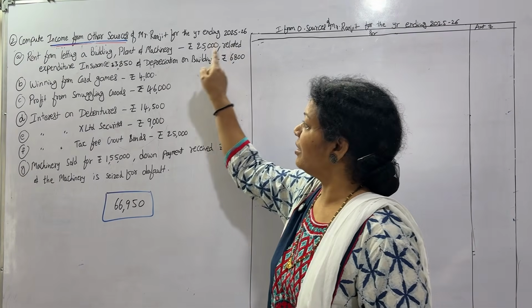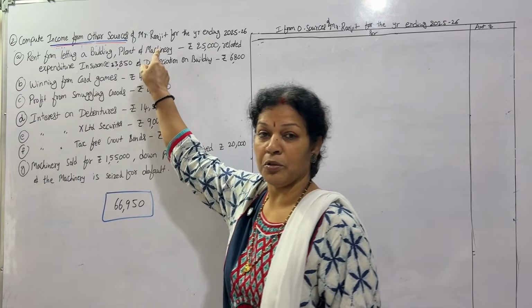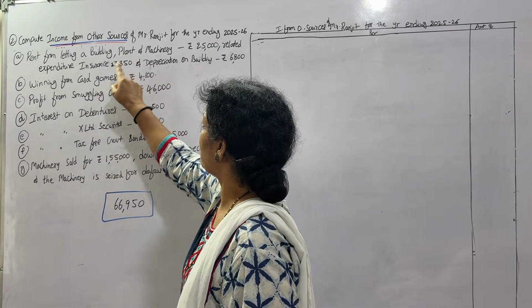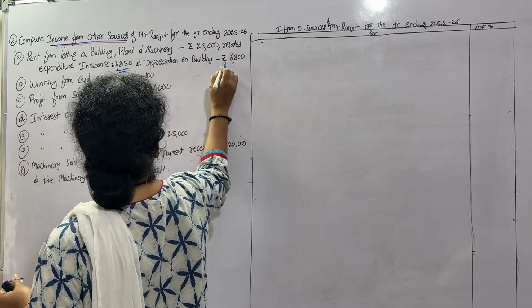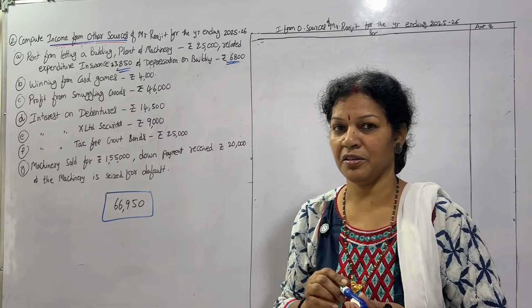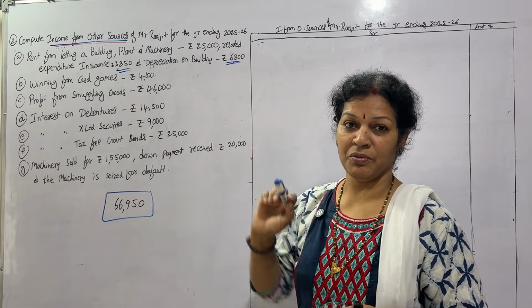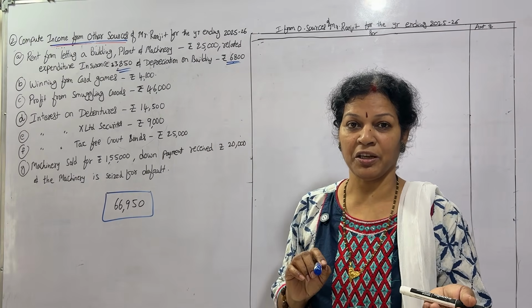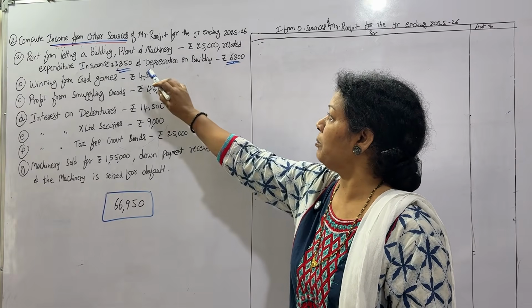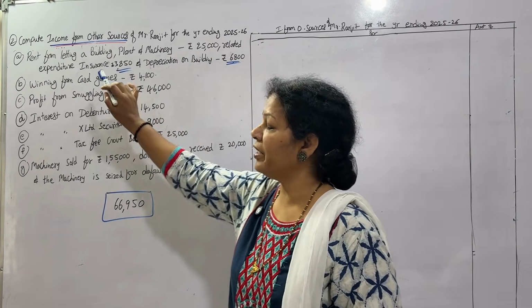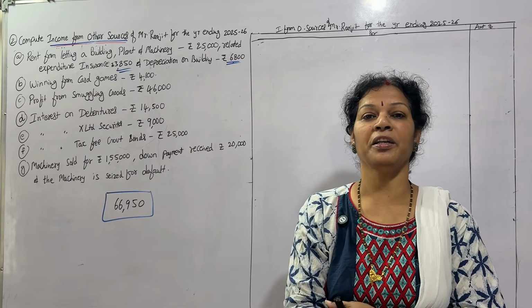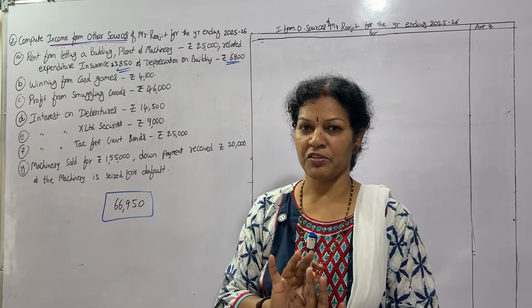Related to this asset, expenditure: insurance 3,850 and depreciation 6,800. So we give the exemption. So 25,000 minus these two amounts, we'll write it in the outer column. This will be the rent for letting the building and machinery. So first transaction, am I clear?